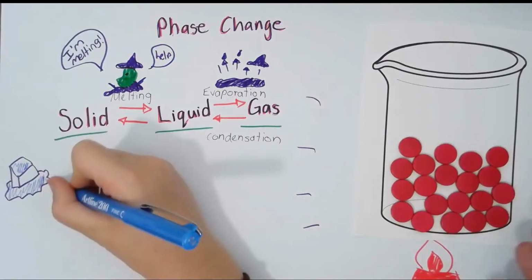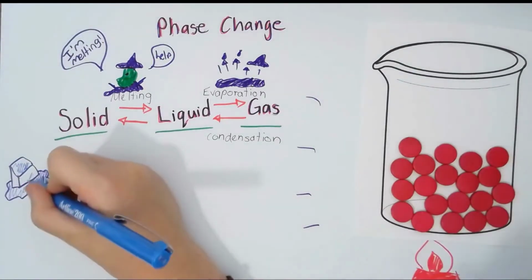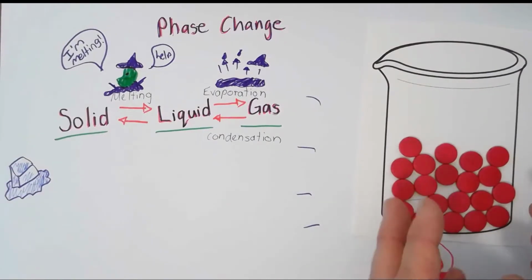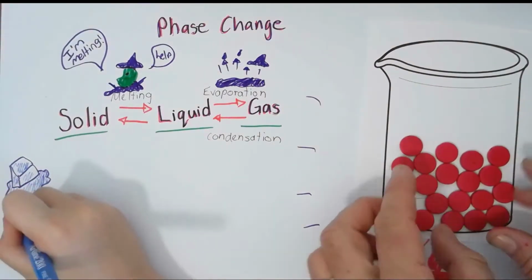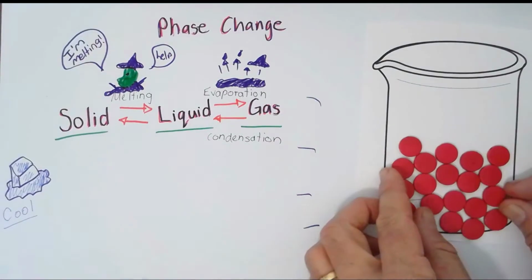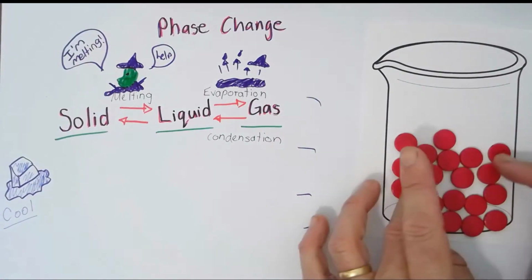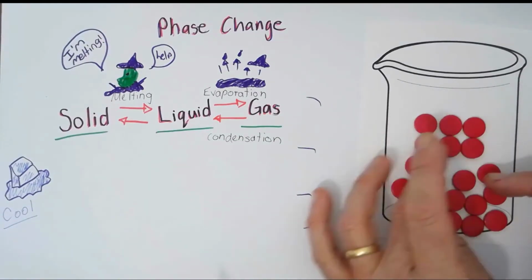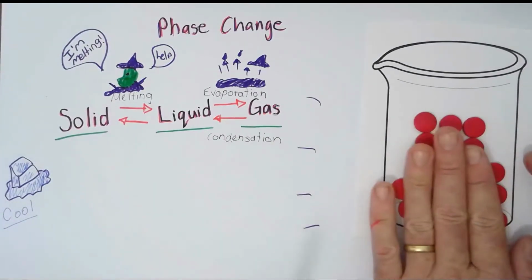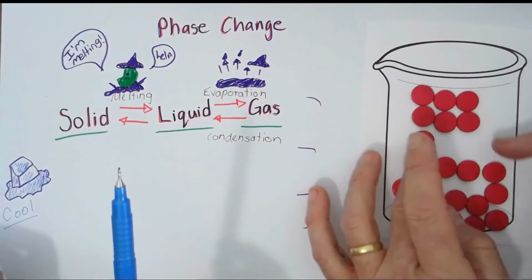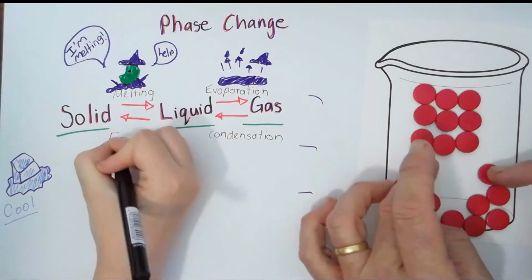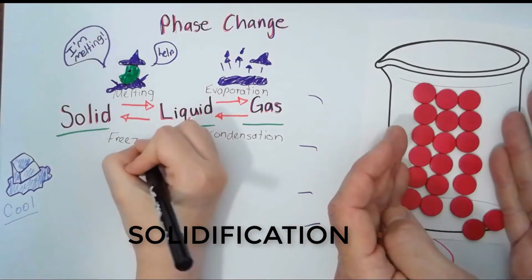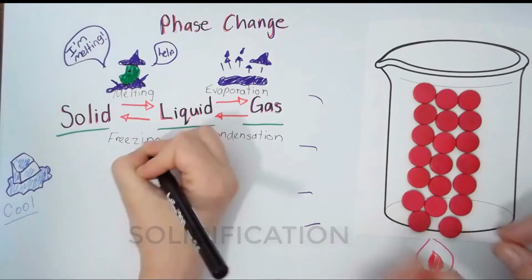Then going from a liquid to a solid, again, more energy is taken out. The substance gets cooler, and there's less energy in the particles, so they're not vibrating as fast. And again, the bond between the particles gets stronger, and we turn back into a solid. That's a process that we call freezing or solidification. And it then has this fixed shape again as a solid.